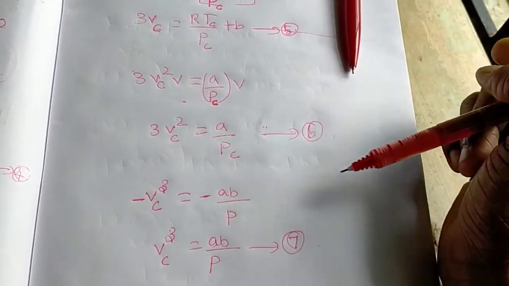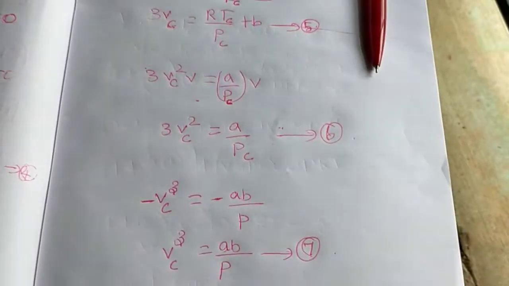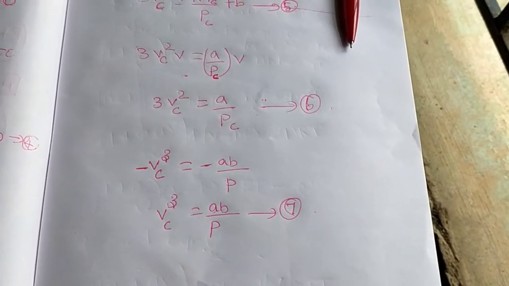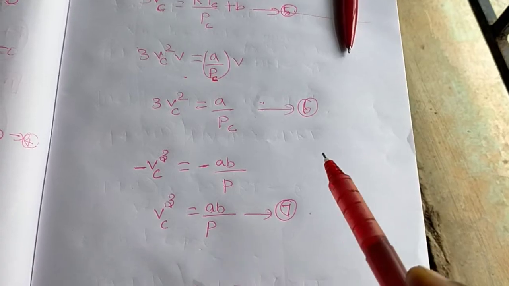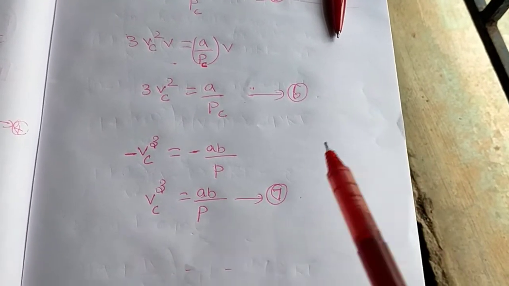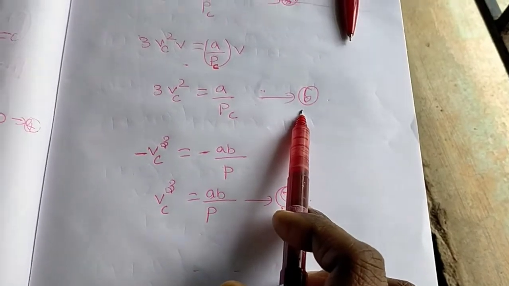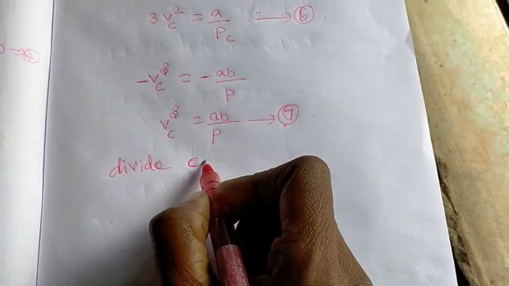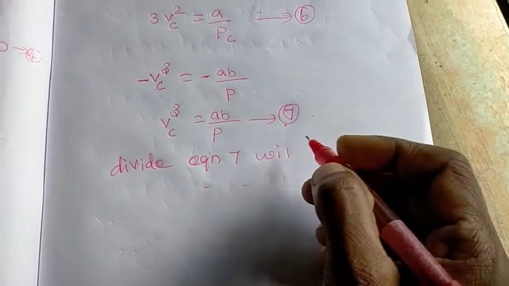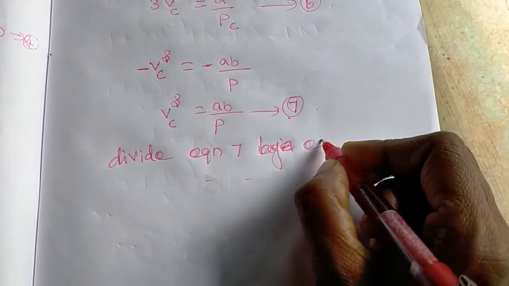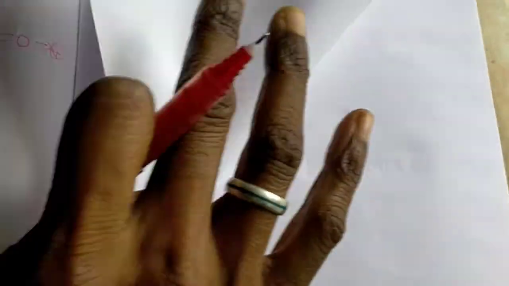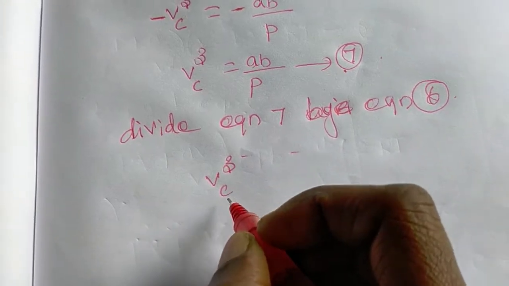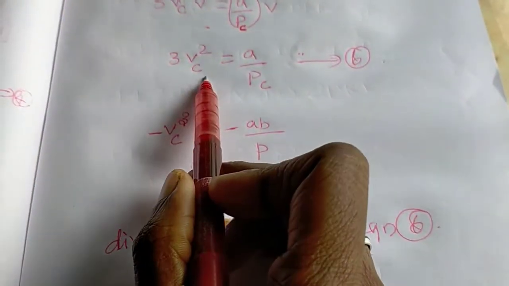To find out the Vc value, we are going to use these three equations. From these three equations, we take two equations and divide them to get the value of Vc. So for that, divide equation number 7 by equation number 6. Write that: divide equation 7 by equation 6. Okay, now divide this: Vc cube divided by 3Vc square.